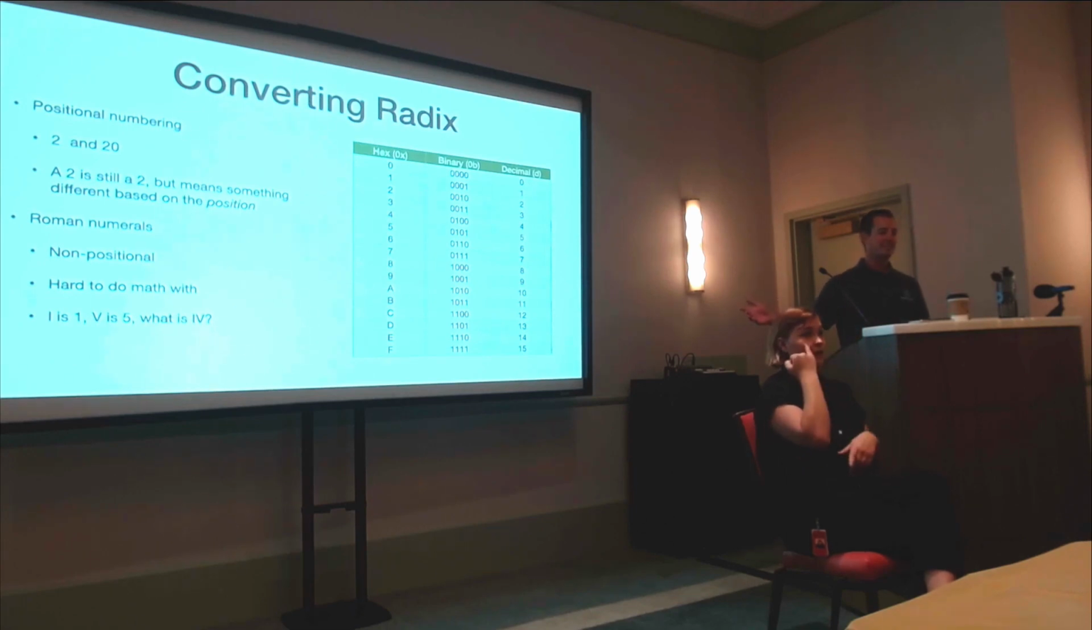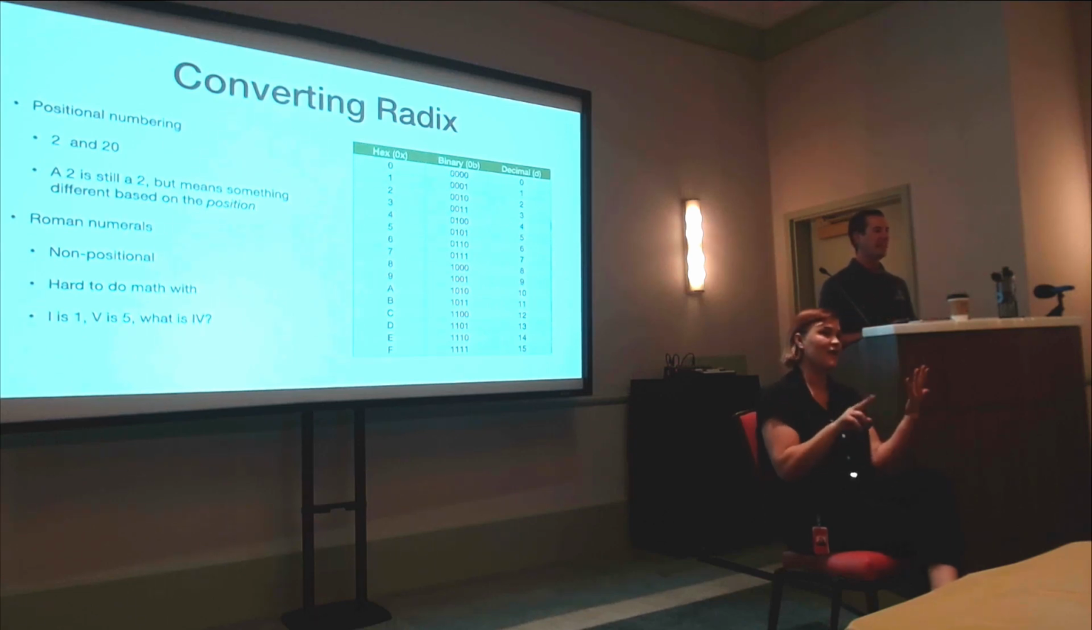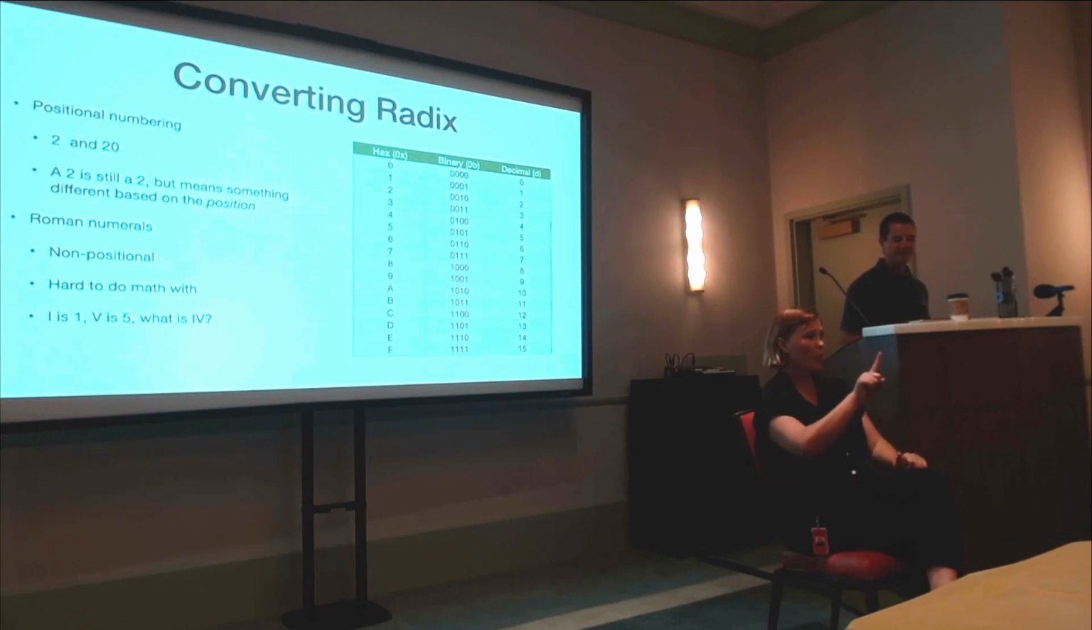where an I is a 1, a V is a 5. If I have VI, what is that number? 6, right? It's not 51. So it's a little bit weird to see that kind of stuff there.